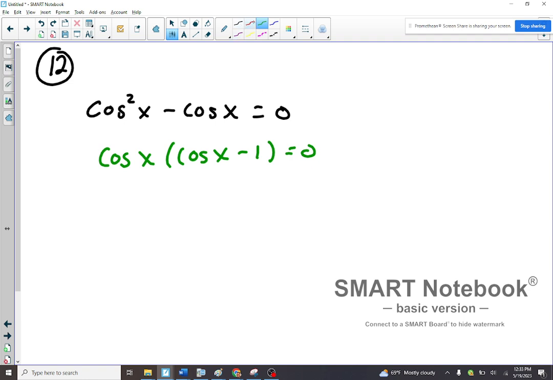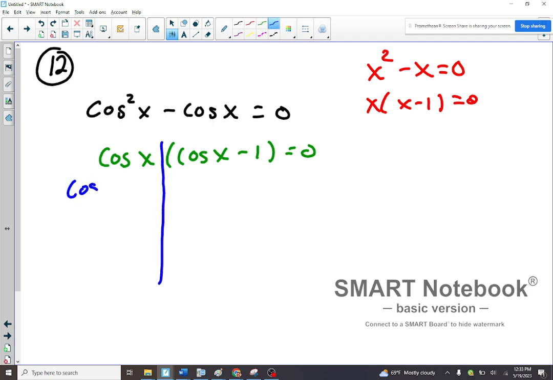When it looks like this, if I had something like x times x minus 1, you could solve this, right? Because you would split it as x and x minus 1. It's the same concept, just with a cosine. So I could split and solve this. You would just factor. Cosine x equals 0.